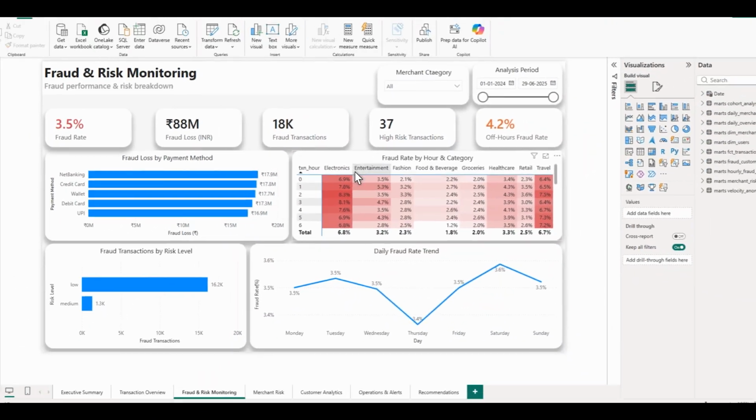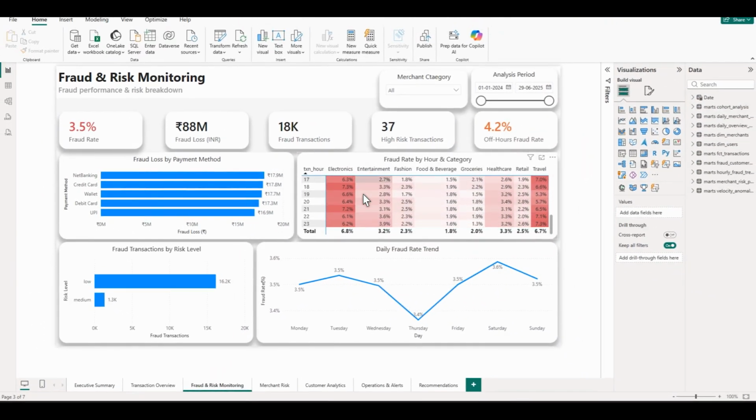Page 3 shows the fraud heat map, hour of day against merchant category. Electronics at 2 am hits an 8.3% fraud rate, travel at 2 am hits 7.5%. Off hours overall run at a 4.2% fraud rate versus a 3.5% platform average.